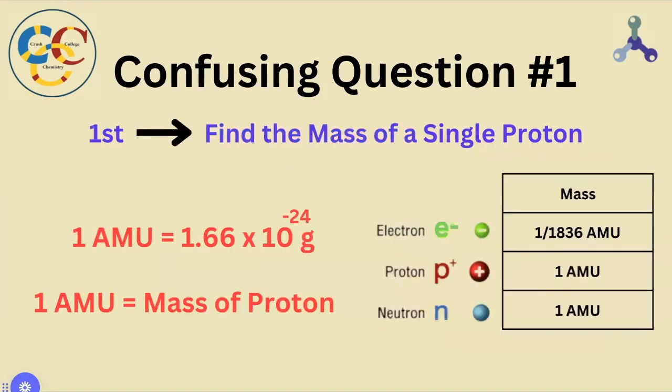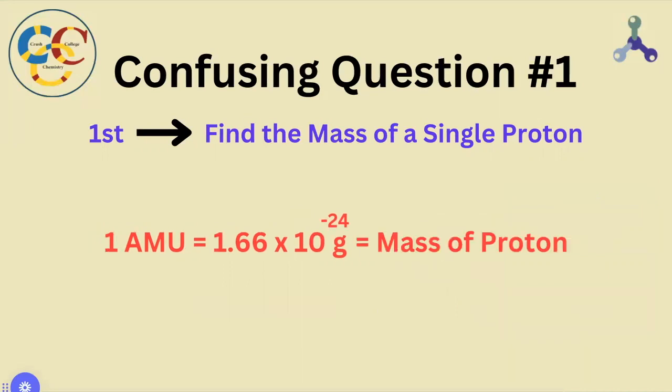When we're in the realm of subatomic particles, things are so small that we often describe things in terms of atomic mass units. And an atomic mass unit is simply the mass of a single proton. That is also the mass of a neutron, and in grams, that's equal to 1.66 times 10 to the negative 24 grams. So now we have three things that are all equal to each other. And when we're dealing with conversions, we can take any two of them and use it as a conversion factor.